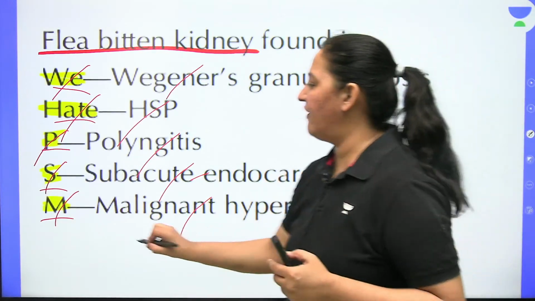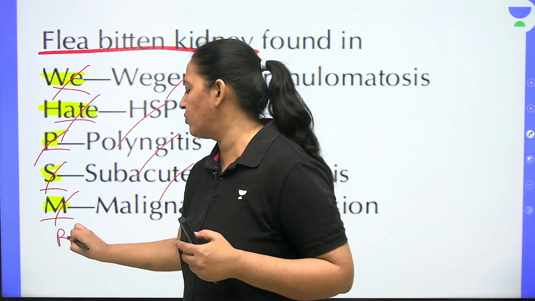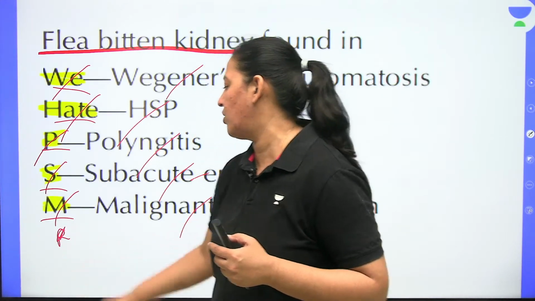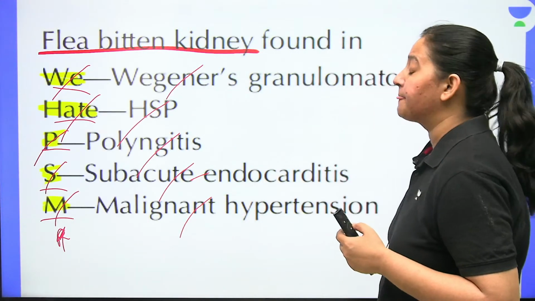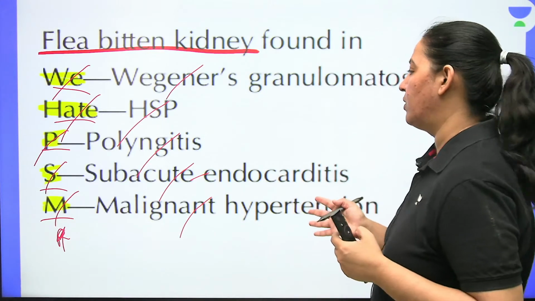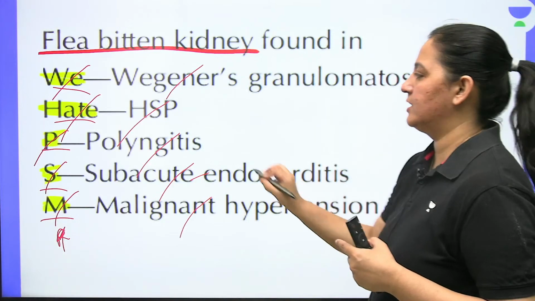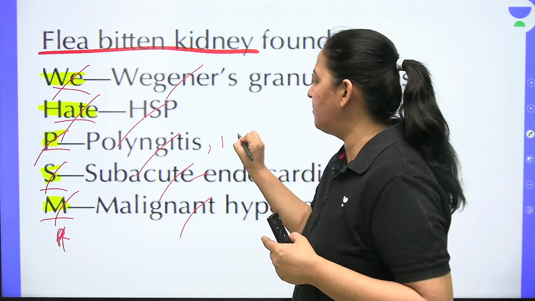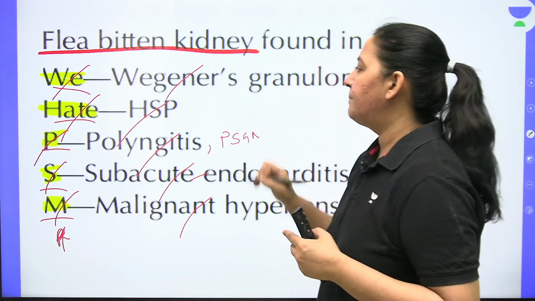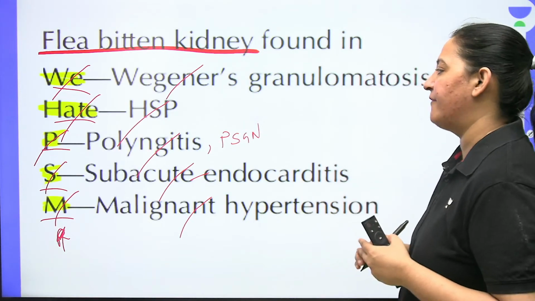Malignant. इसमें you add one more, RPGN. No, RPGN is not a cause. क्या कहते हैं इसको? Post streptococcal glomerulonephritis. You can add PSGN. So polyangiitis के साथ you can add one more, PSGN here. Give me a thumbs up. Everyone give me a thumbs up.